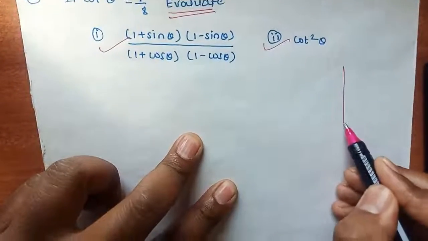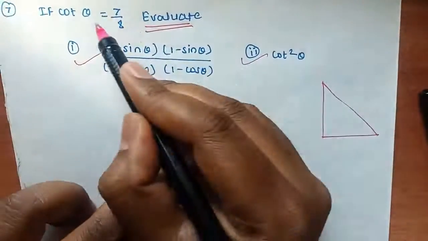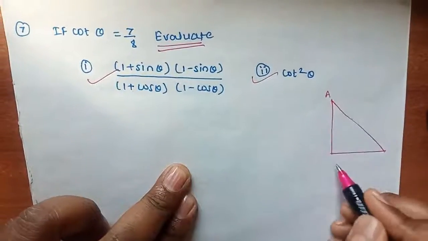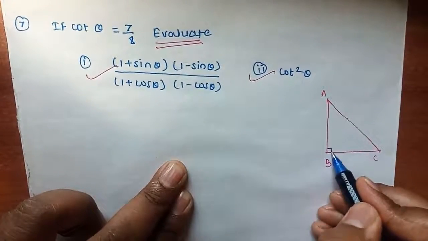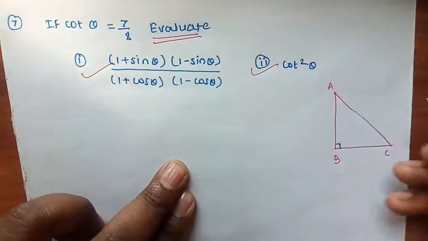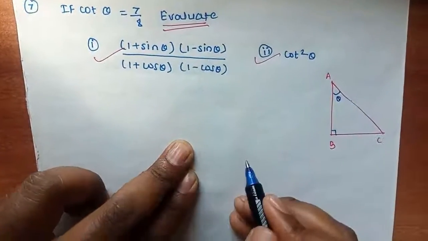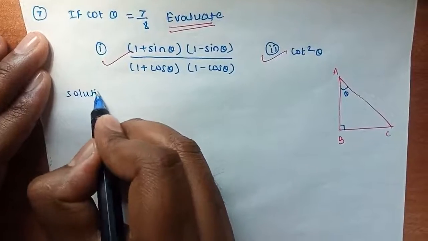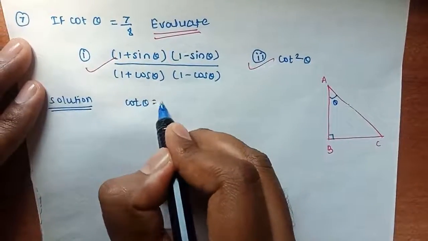Here also they have not mentioned any kind of angle. Just they have given the theta, because this is cot theta. That means this is not A or B or something like that. So we have to take it randomly. This is 90 degree. Even you can take this angle as theta or this as angle theta. Doesn't matter. So suppose I will take this angle as theta. So in solution, they have given cot theta is equal to 7 by 8.